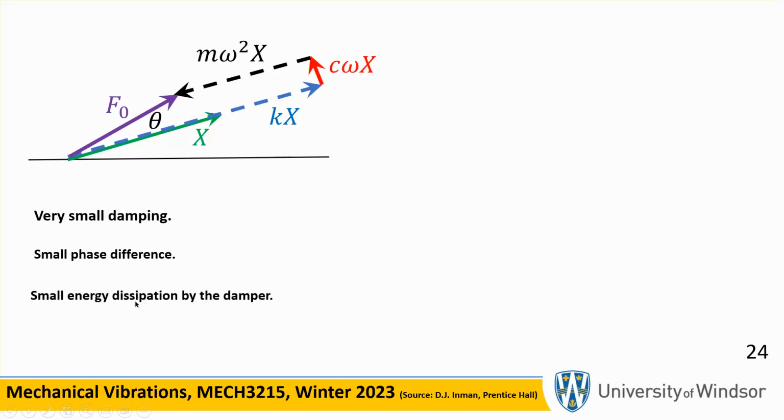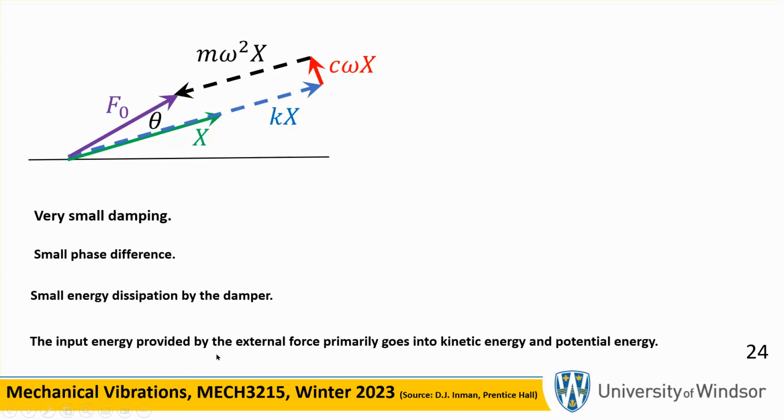Very small energy is dissipated by the damper. Very small damping, very little energy dissipated. Some of it is going to be dissipated because if there is some damping, obviously this is not going to be zero. So most of the energy goes into kinetic energy, which is basically from the inertia, and the energy stored in the spring, which is right there, potential energy.